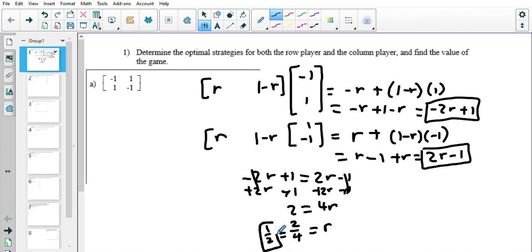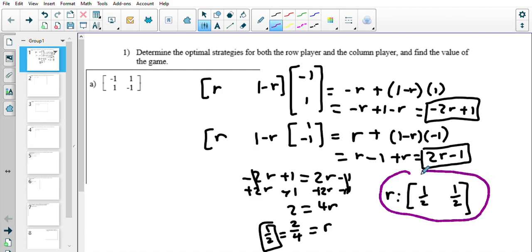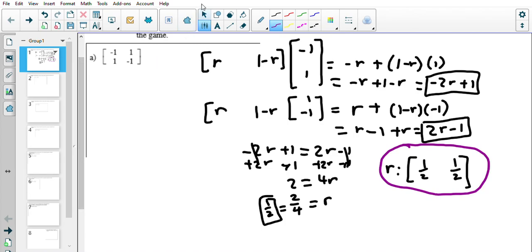So it looks like for the row player the optimal strategy is to do 50-50. Half the time choose their first option, and half the time choose their second option. Fantastic. Okay, so then we'll look at the column player.